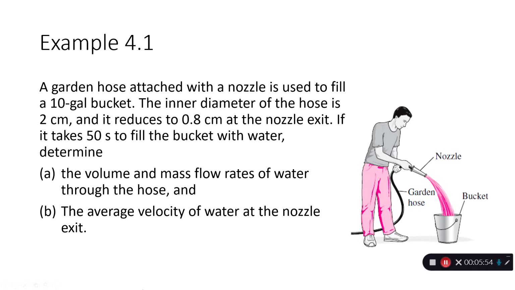Okay, a very short example. A garden hose attached with a nozzle is used to fill a 10-gallon bucket. The inner diameter of the hose is 2 cm and it reduces to 0.8 cm at the nozzle exit. So basically we have something like a nozzle. The inlet is 2 cm diameter and the outlet is 0.8 cm diameter.